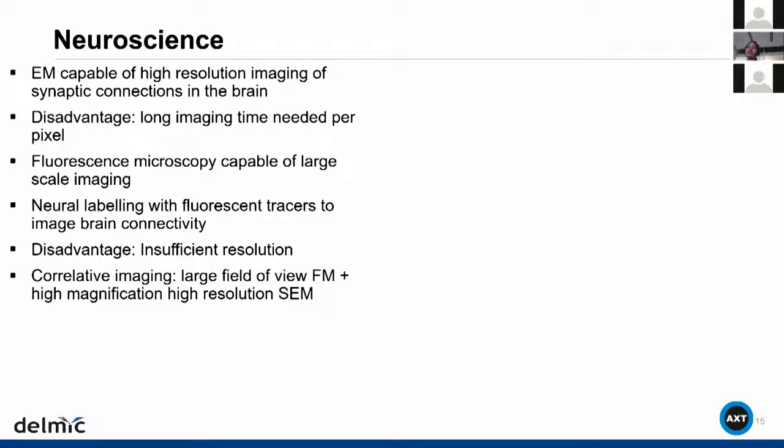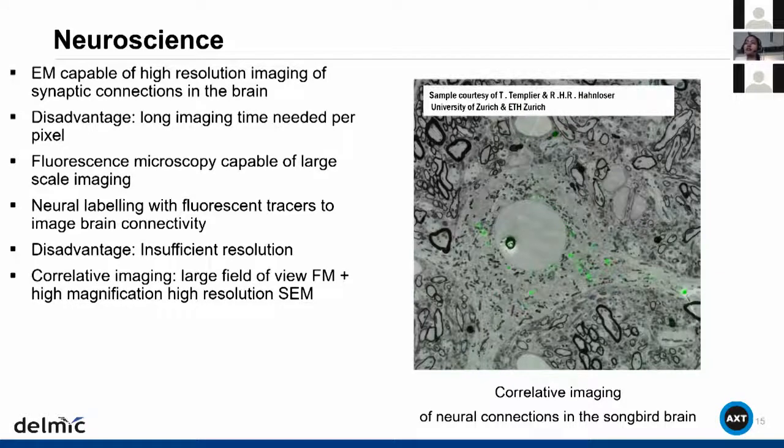So using correlative imaging, it's possible to have a large field of view fluorescence microscope image and a high magnification, high resolution electron image overlaid. So you can have both kinds of information of the same region. And on the right here, you can see what a resultant image might look like.